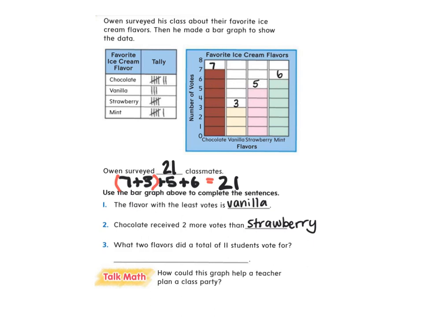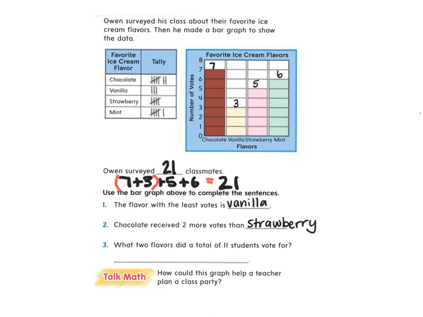All right, so which 2 of these numbers equal 11? I want you to look at 7, 3, 5, and 6. Which two numbers, if I add them together, are going to equal 11? I know it's not chocolate and vanilla because I already added 7 and 3 and got 10 earlier. So think about that for a second. I know that 5 and 6 equal 11.